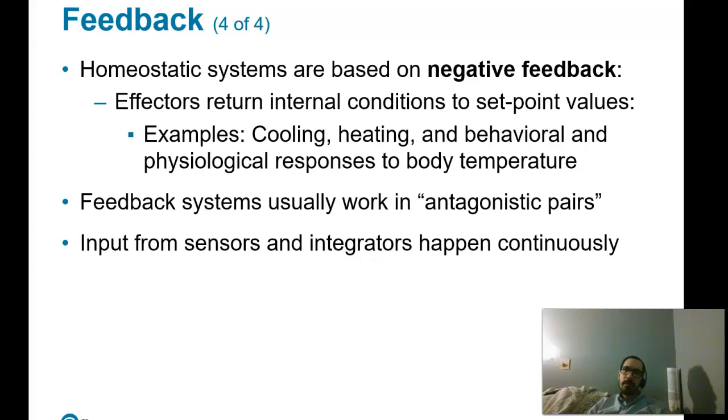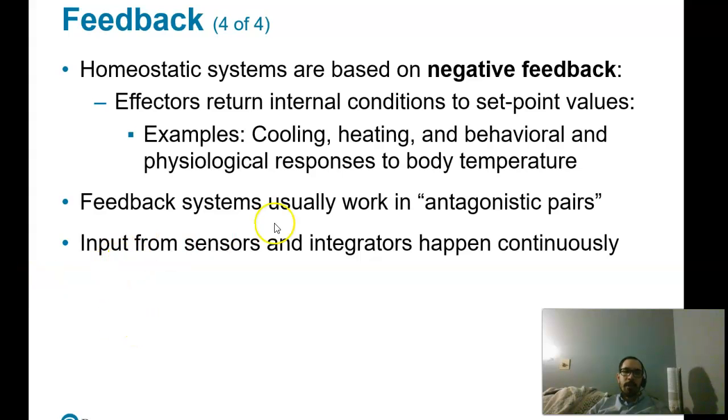And these feedback systems usually work in antagonistic pairs. And this just means that when one is activated, the other one will be impaired or inhibited. So, for example, in that dog feedback loop, if the dog is too cold, it'll shiver, right? The antagonistic pair for the shivering would be panting. So when one is activated, for example, if the dog is shivering, then the panting will be inhibited. They won't act simultaneously.